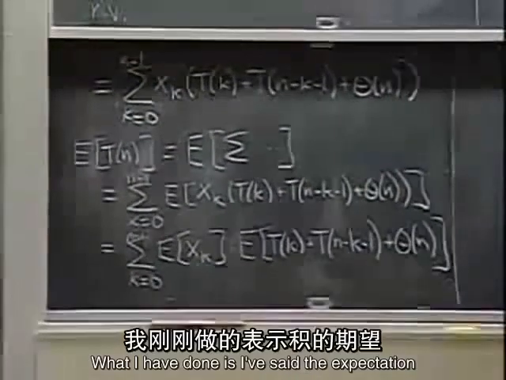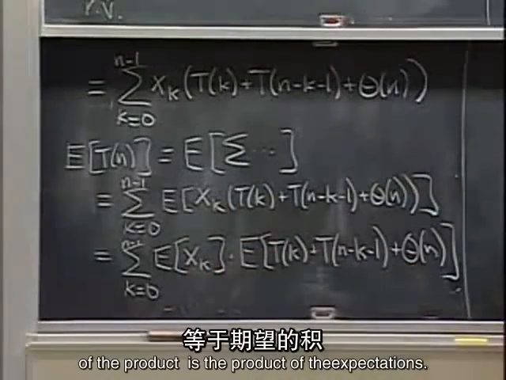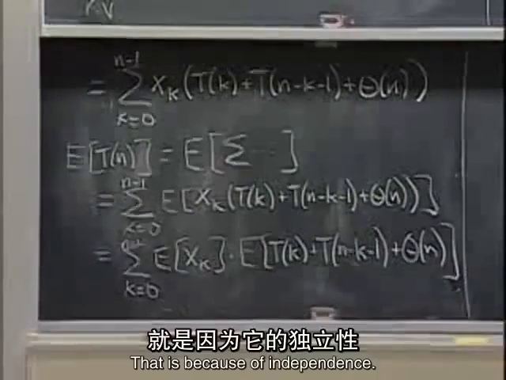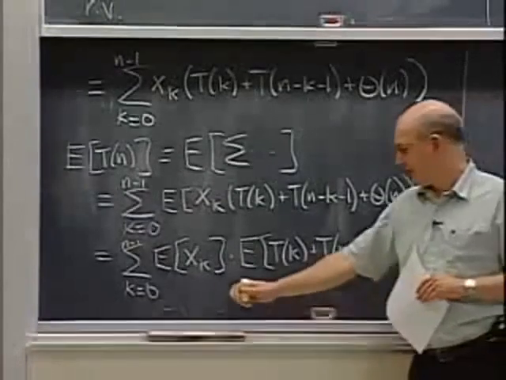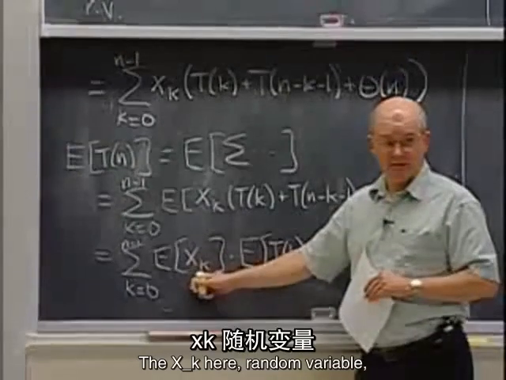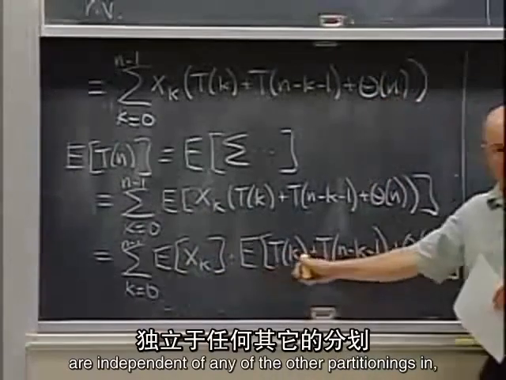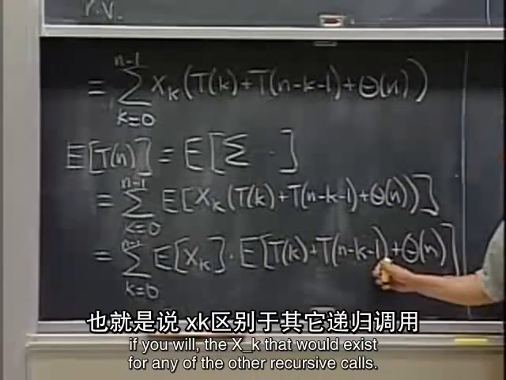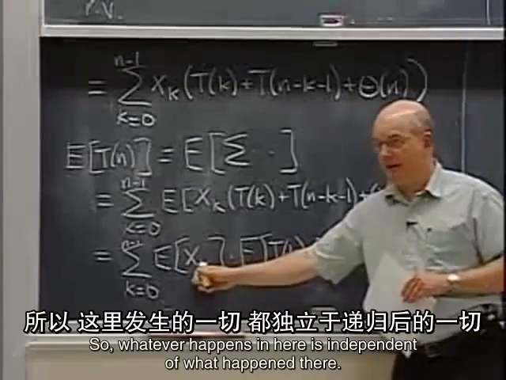What I've done is I've said the expectation of the product is the product of the expectations. That's because of independence. So what's independent of what? The X sub k random variables are independent of any of the other partitionings and the X sub k that would exist for any of the other recursive calls. So whatever happens in here is independent of what happened there.